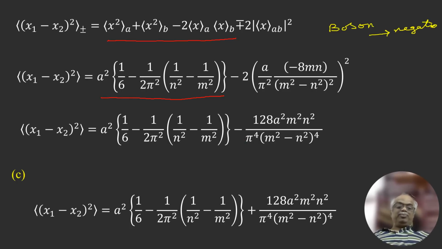And what about fermion, identical fermion? Section C. The only thing is this minus will become plus here. Sorry, this negative sign will become plus here. So everything else is the same.